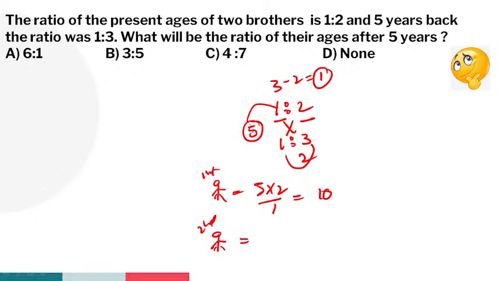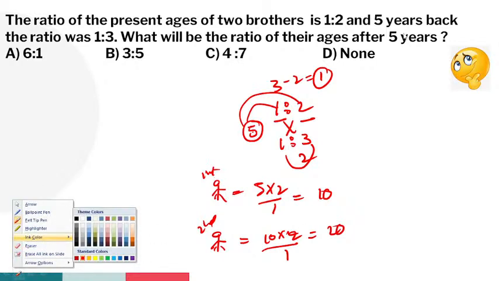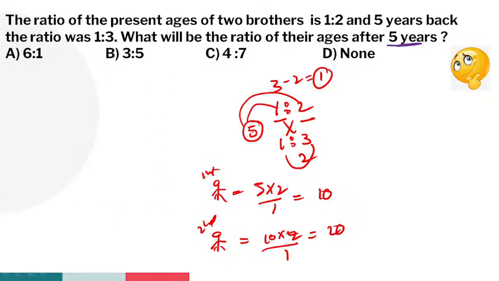And find out the second brother age. Second brother is how many parts here? 2 parts. 5 2s are 10 into step 2 difference by step 1 difference. 10 2s are 20. So second brother age is how much, guys? 20 years. Okay, right.